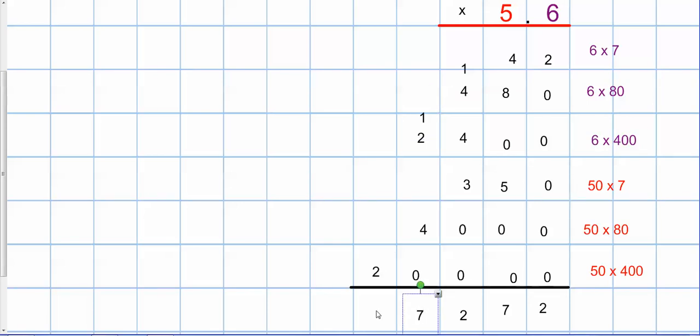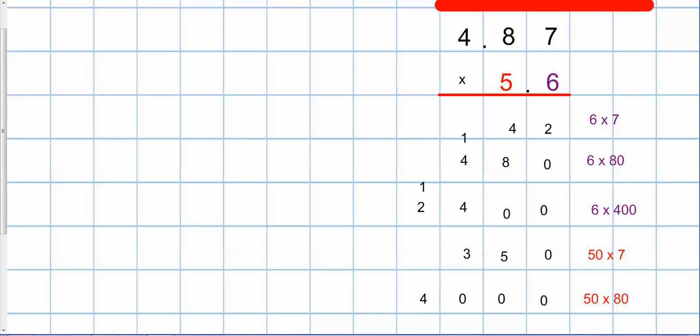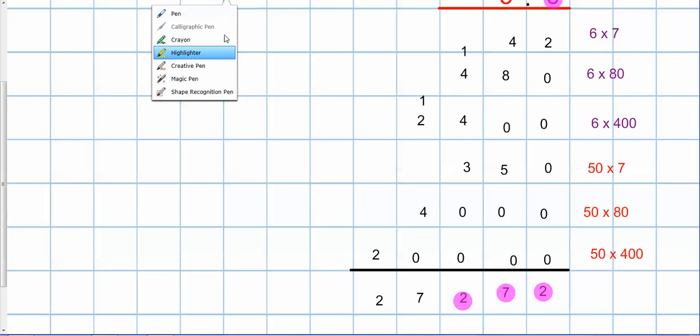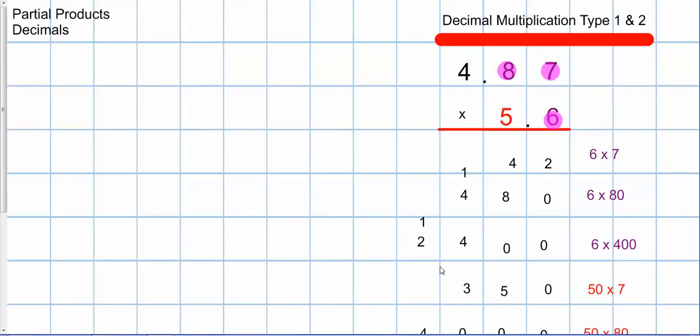And then 2. Now, remember, I gotta go get a highlighter, figure out how many place values I have to the right of the decimal. So 1, 2, 3. So I go down to my product, count over 1, count over 2, count over 3, and then I need to put my decimal point in there. So my answer is 27 and 272 thousandths.